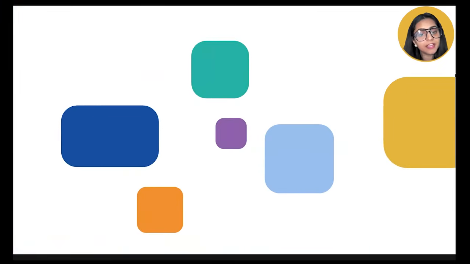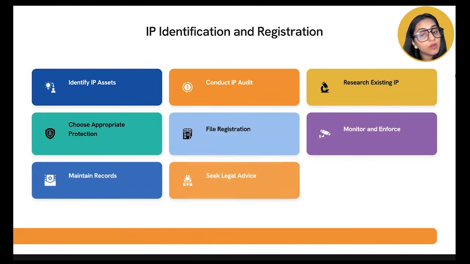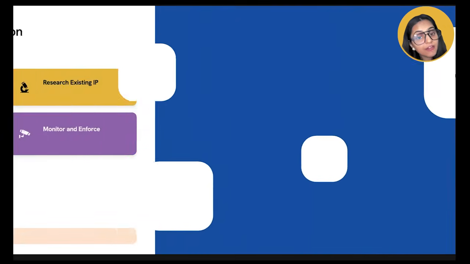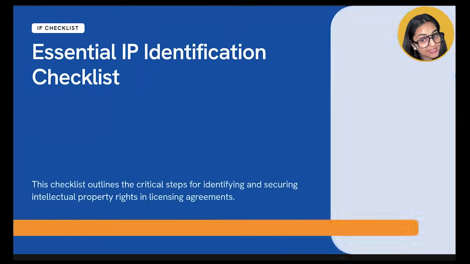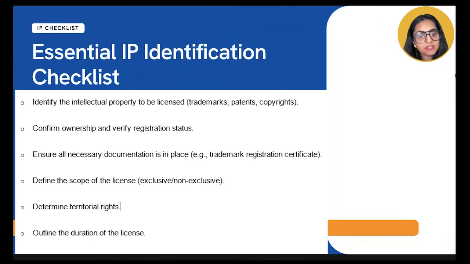Before entering into a licensing agreement, you need to identify and register your intellectual property. Let me give you a quick checklist to make sure you're covering all your bases. First, identify the intellectual property to be licensed, trademarks, patents, or copyrights. Second, confirm ownership and verify registration status. Third, ensure all necessary documentation is in place. For example, trademark registration certificate.